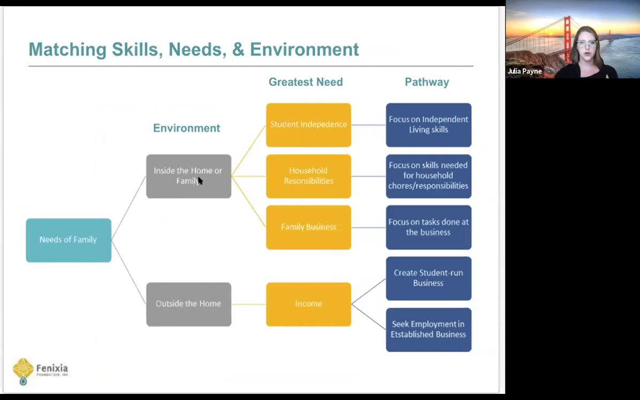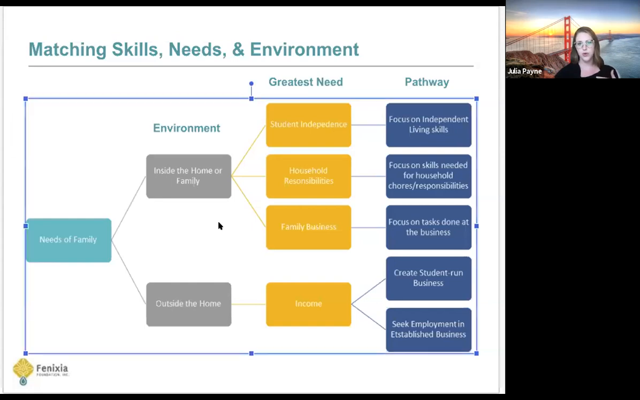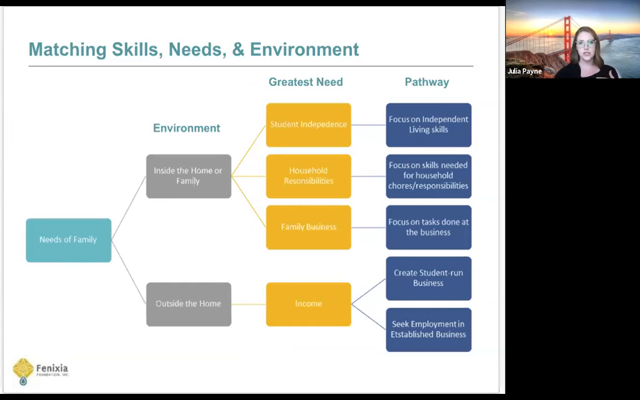Is it inside the home? Is it outside the home? What is the greatest need for the family or for the student? Is it independence of the student? Is it household responsibilities? Is it family? Is it in the family business? Or is it just we need some outside income? And then this is going to help you pick the pathway and what you're going to really focus on, how you're going to build those skills to get towards independence.